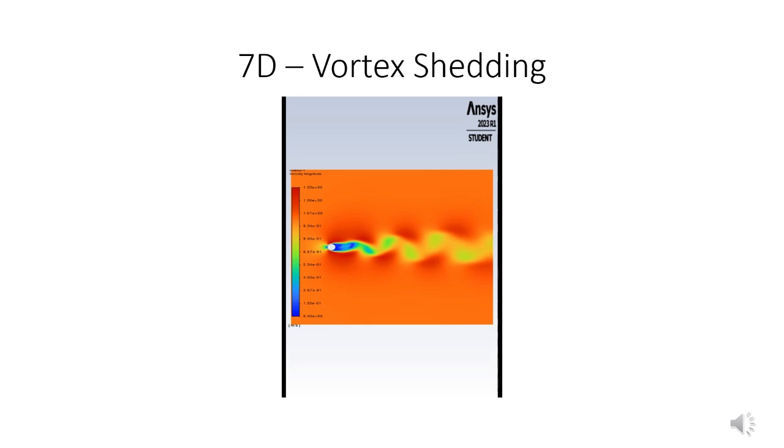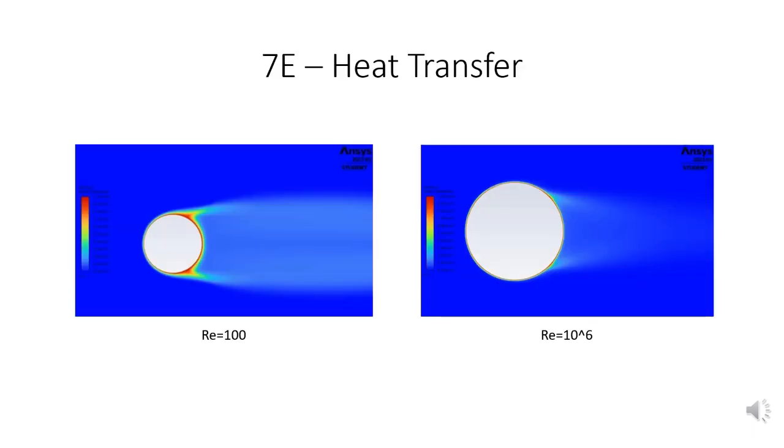Lastly, we compared the heat transfer of the cylinder with a Reynolds number of 100 and a Reynolds number of 10 to the power of 6. It can clearly be seen that the RE 10 to the power of 6 case has a much higher heat transfer than the RE 100 case due to the incredibly small boundary area. This is because as the RE number increases, the flow becomes more turbulent, which results in fluids mixing together, increasing the heat transfer due to convection.